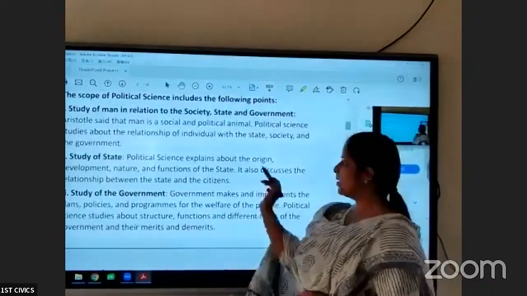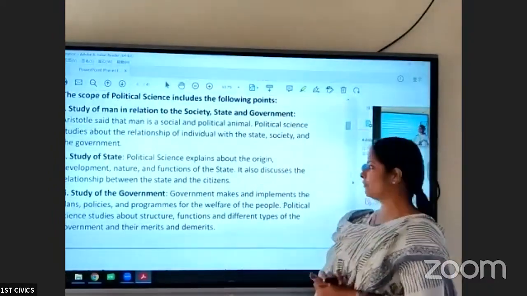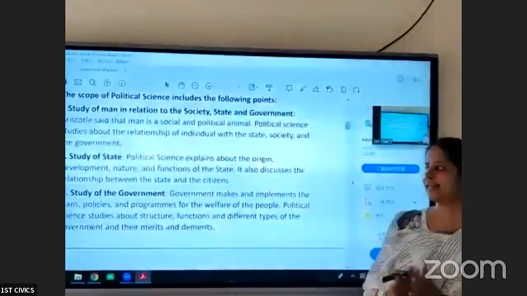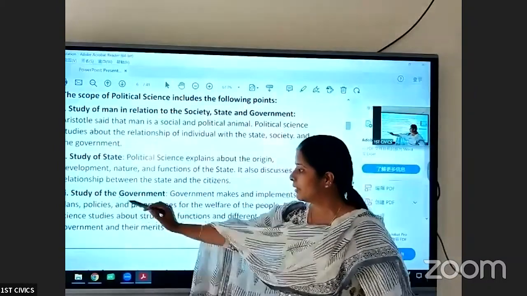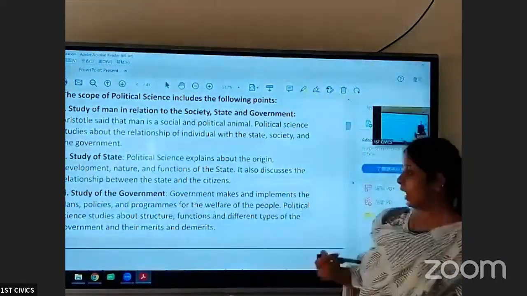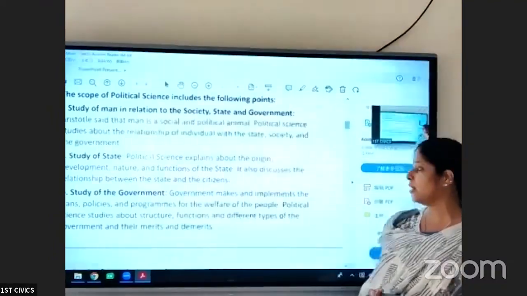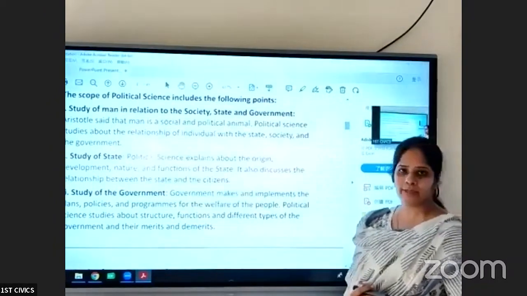Political science explains the origin, development, nature and functions of the state. It also discusses the relationship between the state and the citizen. Political science studies the government. So how the government is formed, how the government makes plans and policies for the welfare of the people, we study in political science.